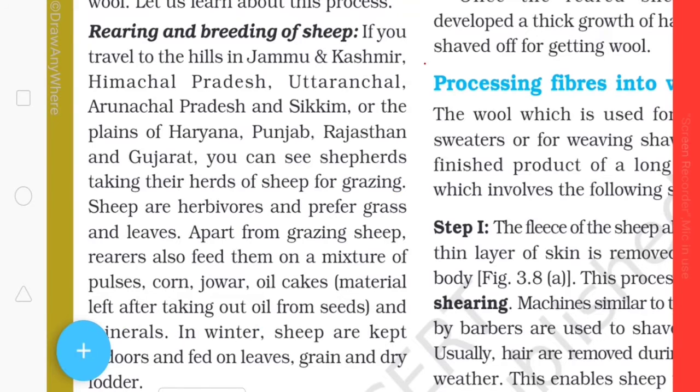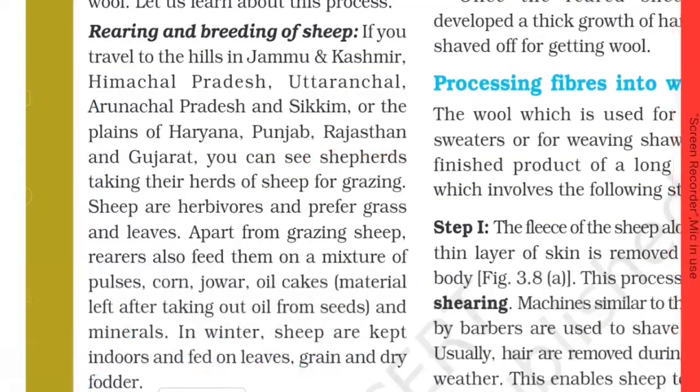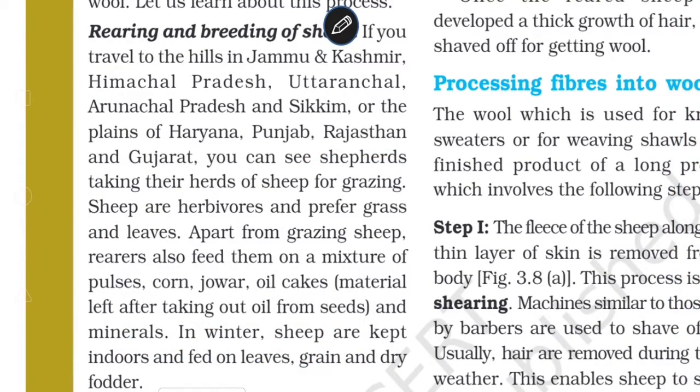We came to know that people from different places like Jammu Kashmir, Himachal Pradesh, Uttaranchal, Arunachal Pradesh, Sikkim, Haryana, Punjab, Rajasthan and Gujarat, what are they doing? The shepherds. Now who are the shepherds? The people who take care of the sheep. Herd of sheep means group of sheep. Those who take care of the sheep are known as shepherds. Understood? So these shepherds, what do they do?